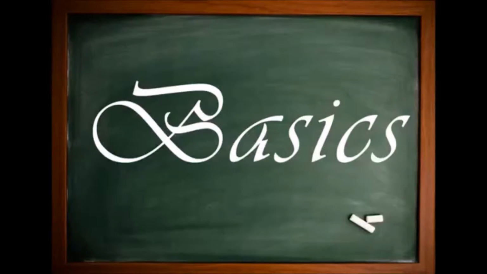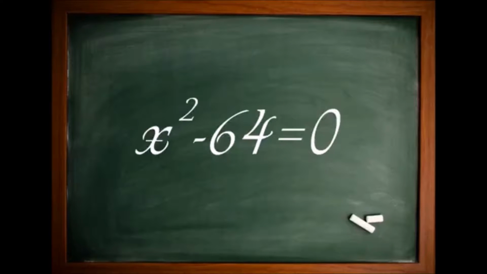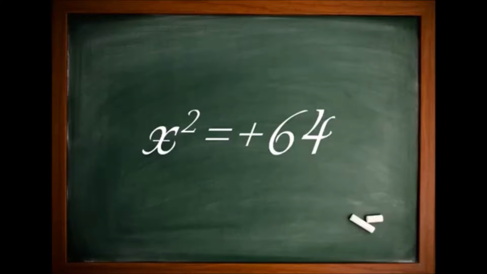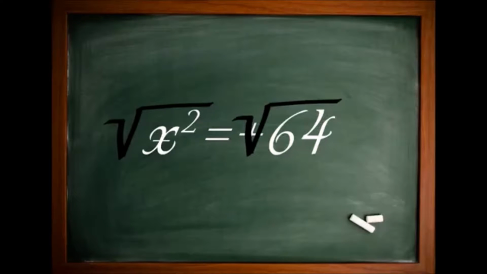I'll start with a basic example. Our example is x squared minus 64 equals 0. First, we need to transpose the constant term, which is negative 64, to the right side of the equation. It will become x squared equals 64. Then get the square root of each side.